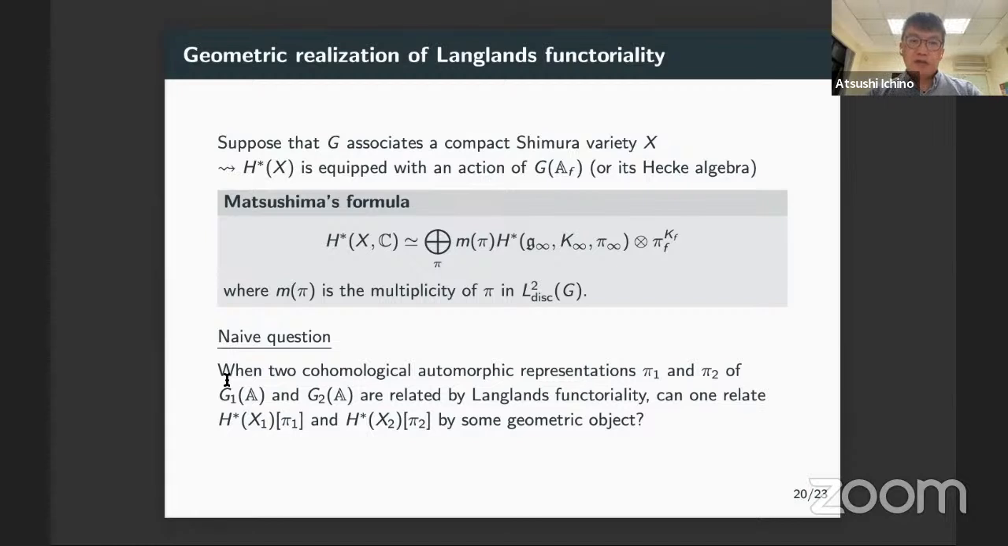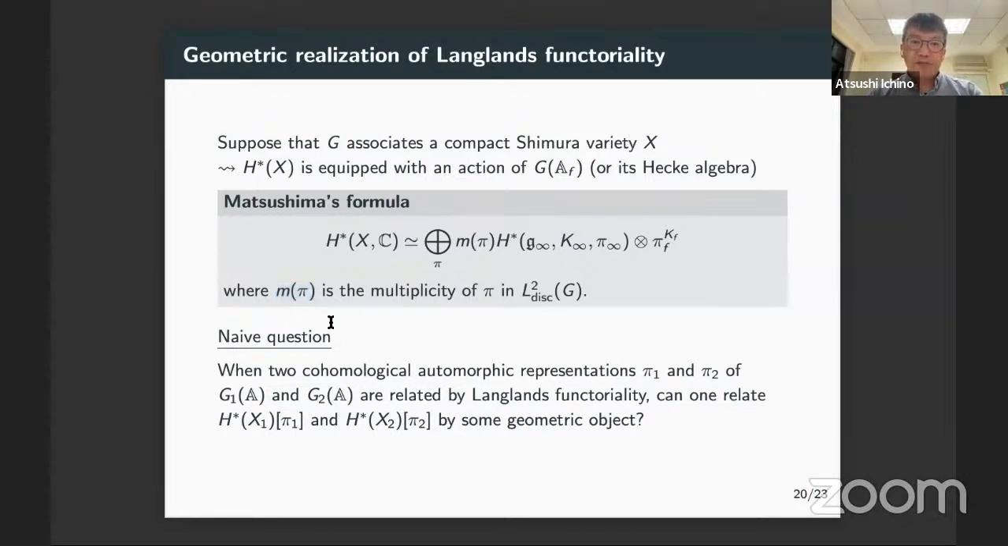Also, this cohomology with C coefficients can be related to automorphic representations by using Matsushima's formula. Namely, this cohomology with C coefficients is isomorphic to the sum of this thing. And H star of (g infinity, K infinity, pi infinity) is the local relative Lie algebra cohomology, and pi_f^{K_f} is also a finite local representation. But here is some global thing, m(pi). This m(pi) is the multiplicity of the representation pi in the discrete spectrum of G. And in this way, we can describe this cohomology by using automorphic forms.